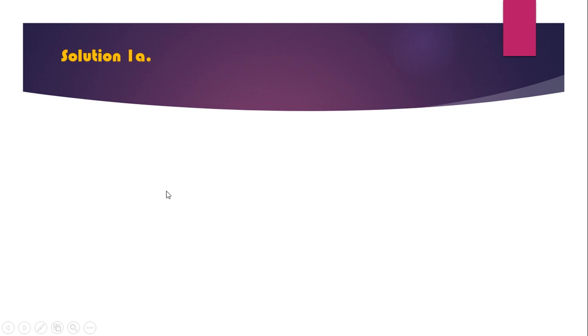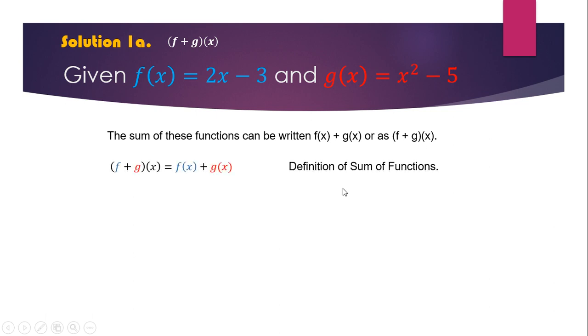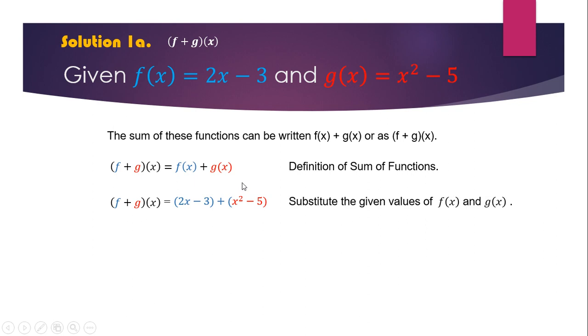So let us answer letter A. That is finding the sum of the two functions. The sum of these functions can be written f of x plus g of x, or as the quantity f plus g of x. So they are just equal because it is the definition of sum of functions. Quantity f plus g of x is equal to f of x plus g of x. And then we're just going to substitute the given values of f of x and g of x, wherein the value of f of x is 2x minus 3, while g of x is equal to x squared minus 5.